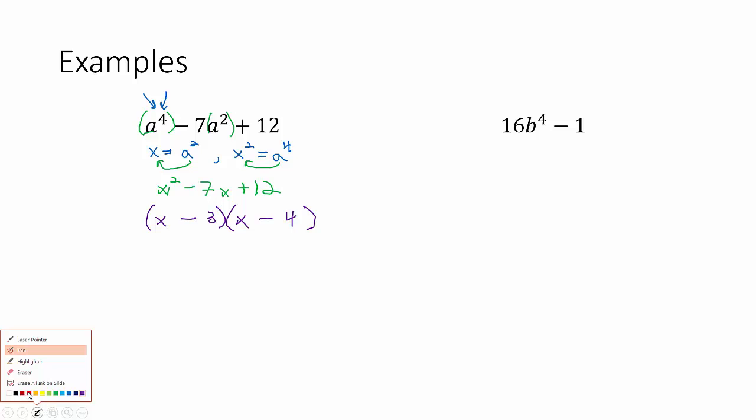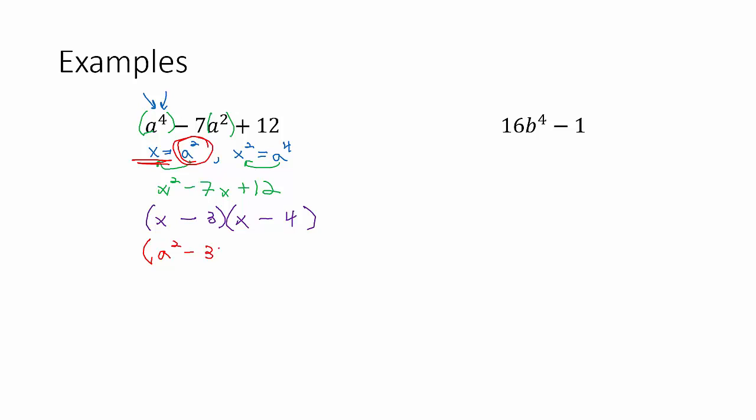However, we made up that variable x. X doesn't really exist. What really exists is a squared. X is equal to a squared. So we have to go back. Replace the x with a squared minus 3. Replace the x with a squared minus 4.